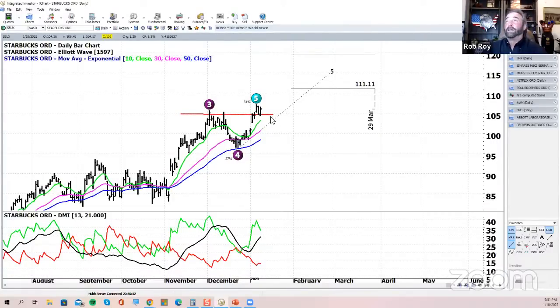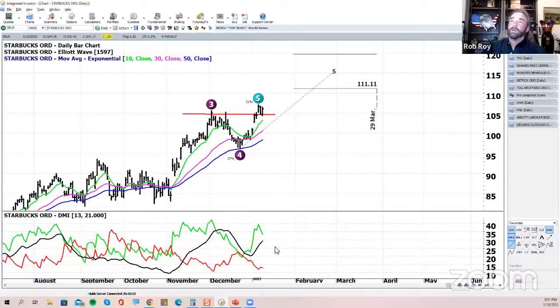But you see right here, breaking above 105, I think is significant. Tiny bit overbought here, but we held 105 and bounced back. Pretty supportive on the DMI there. It looks like this one wants to go hit that wave 5 target. So I think you got a good one here.